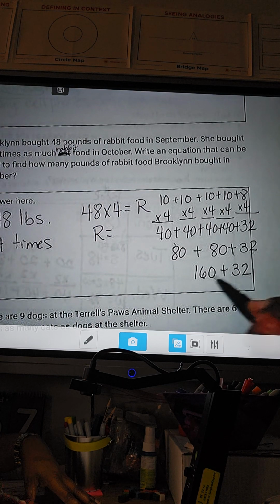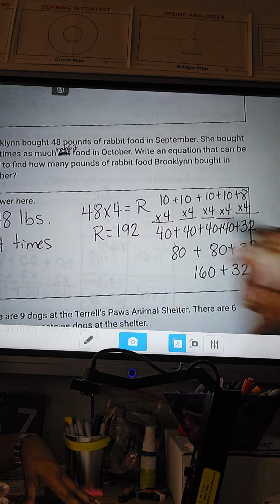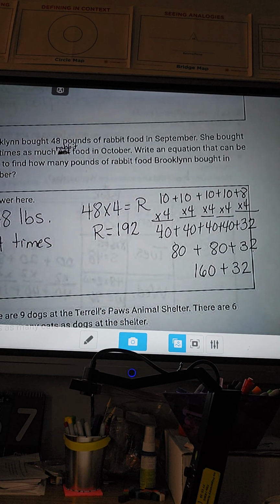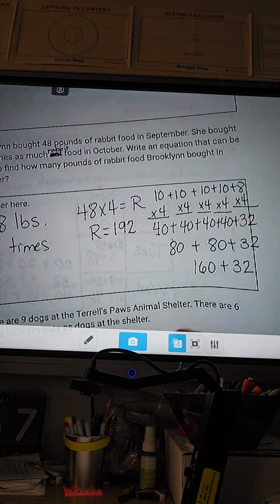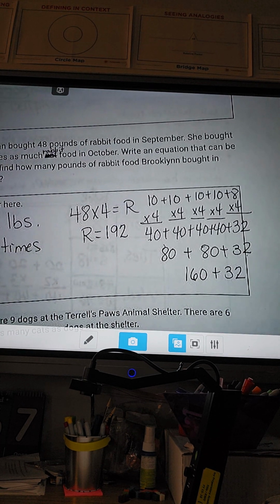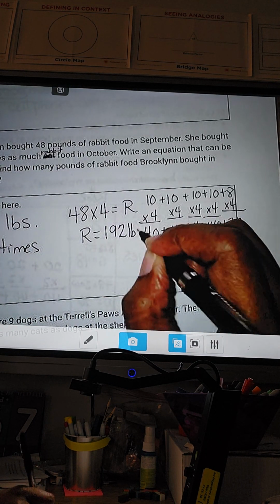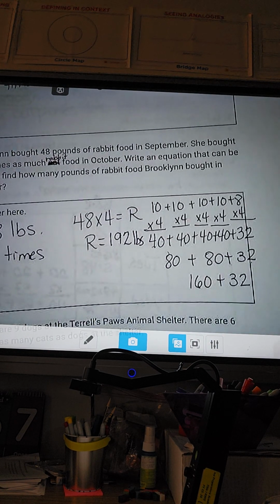So R, if we add all of this together, would be 192. Unfortunately, we have to deal with the announcements because I cannot stay late today, but I want to get this done so that you have this as instruction for tonight. So she bought 192 pounds of rabbit food.